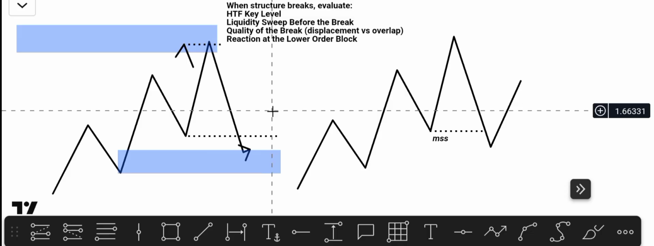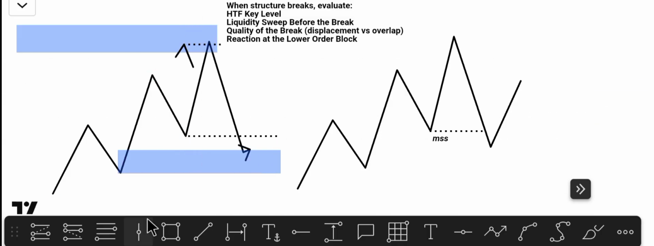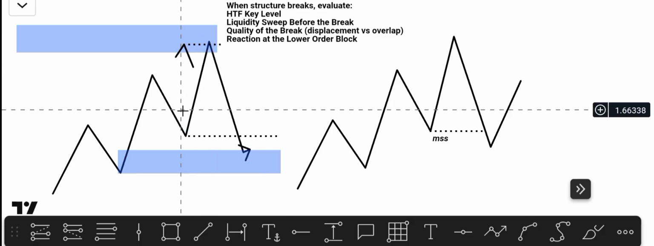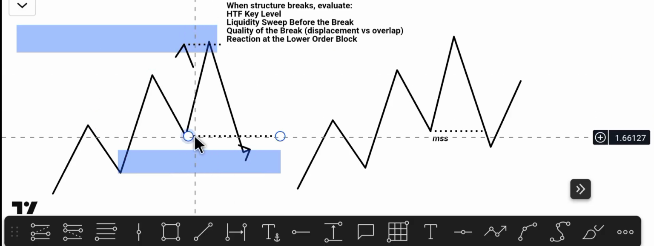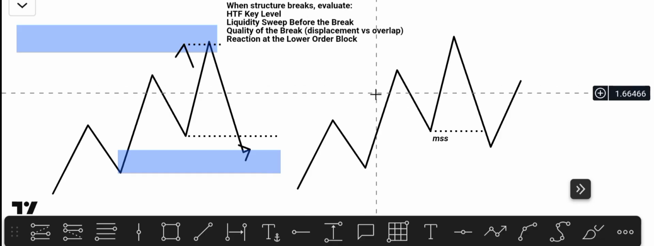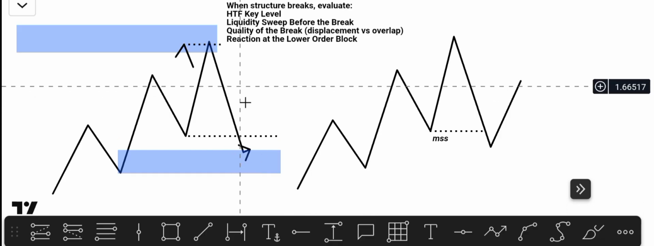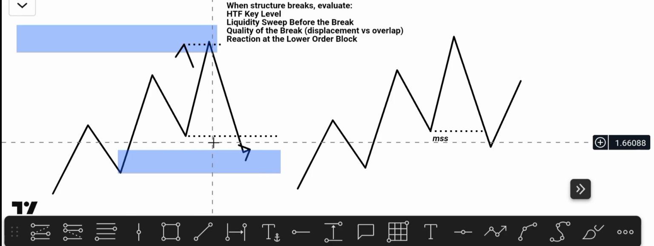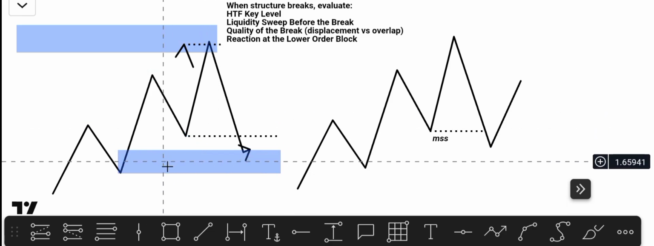The next thing you want to ask yourself is, what is the quality of the break? When price breaks the structure, how did it break it? Did it break it with displacement, or did it break it with slow, methodical price action? The last thing you want to ask yourself is, what reaction did price have as it traded to the previous order block?